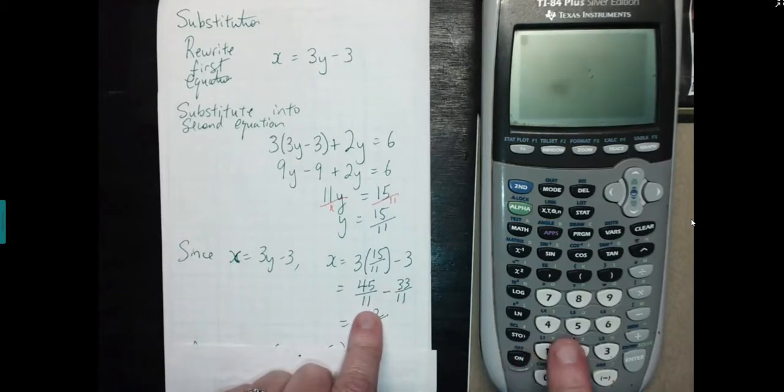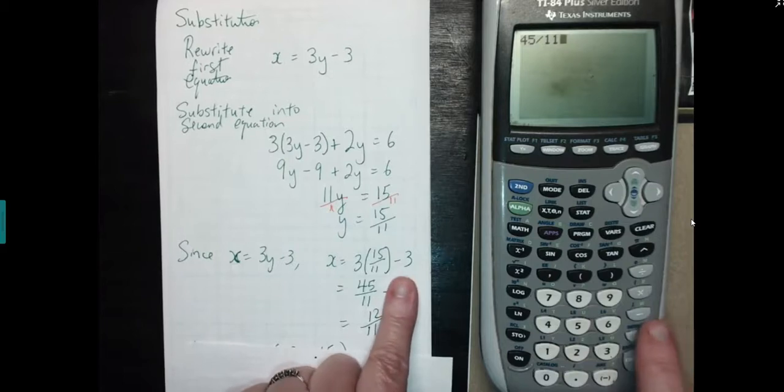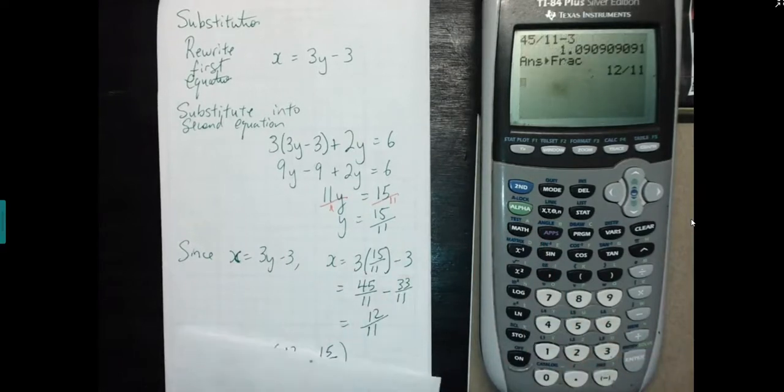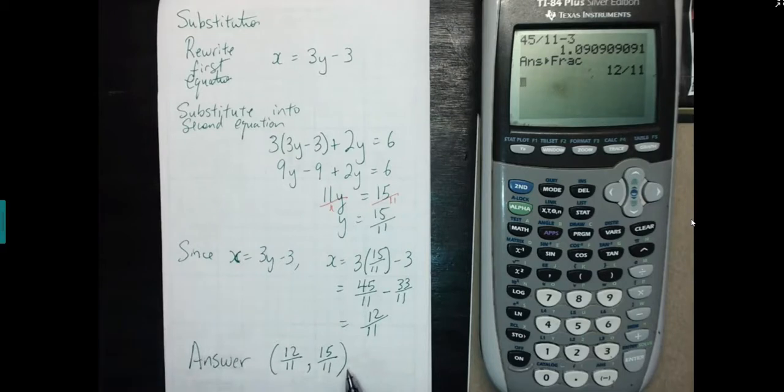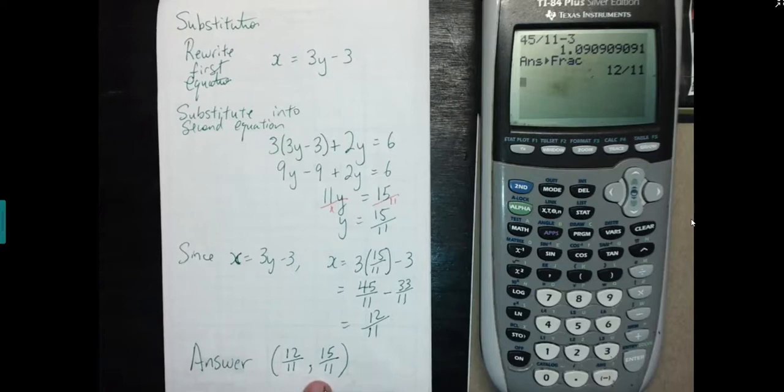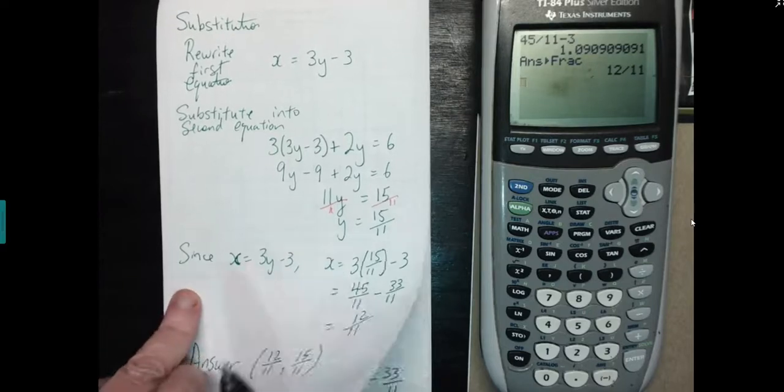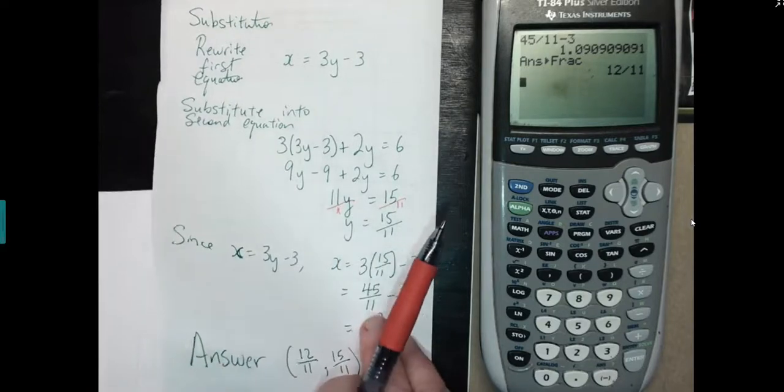Now, like I said, if you just wanted to do 45/11 and then minus 3, and you're told to get the answer as a fraction, then press math and then press enter, enter. And that gives you the answer too. Now, to write your answer, it's an intersection point. Points are written with the x coordinate first. So I'm going to have 12/11, comma 15/11. And that's how you would be expected to write the answer for that one.